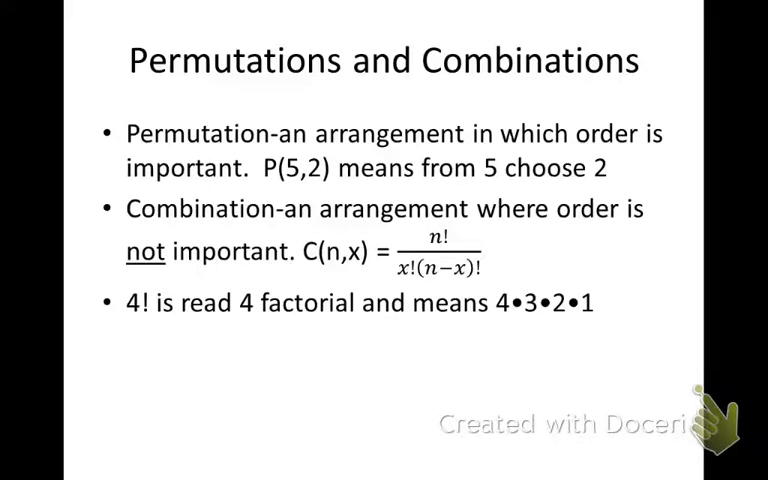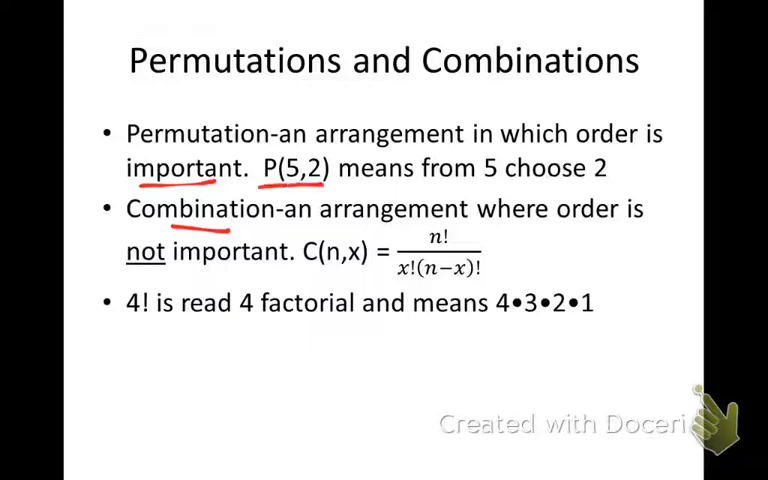Today we're going to talk about what are called permutations and combinations. These might be some new words for you. A permutation is an arrangement in which order is important, so it matters what order you put things in. Sometimes order is important, sometimes it's not. A combination is an arrangement where the order is not important.